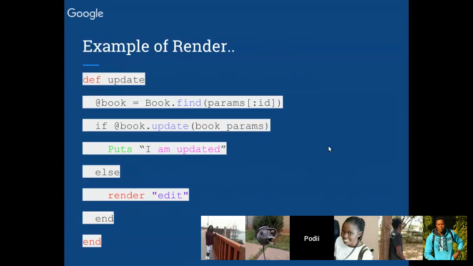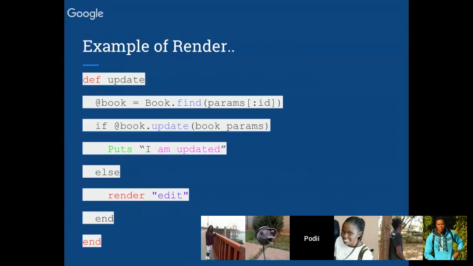Okay, so this is an example of a render. We are in the update action. It's simply a method, def update. And then @book = Book.find(params[:id]). What this does is find a specific book object that we're looking for in the database, by its ID. And once it finds it, it calls book.update(book_params). So if updating is the same as editing, or am I wrong? They go hand in hand.